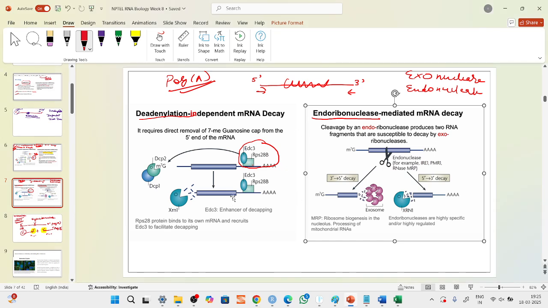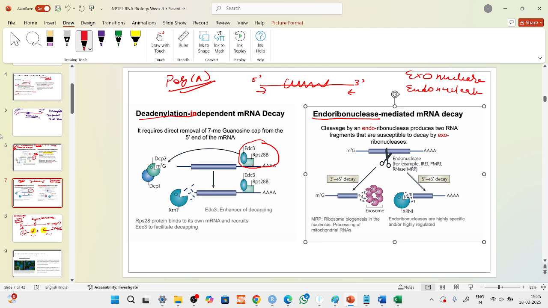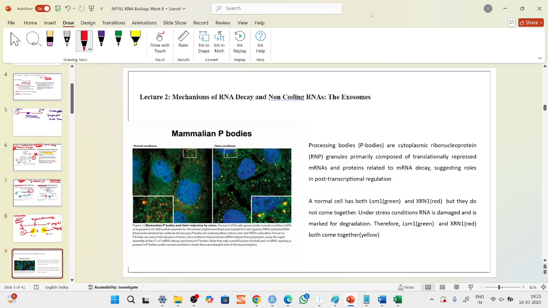Okay. So now, this was in lecture 1. In lecture 1 we have essentially studied the different pathways that are required for mRNA decay. What are the different pathways?